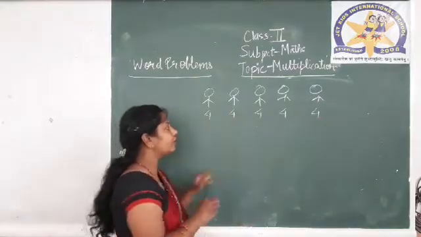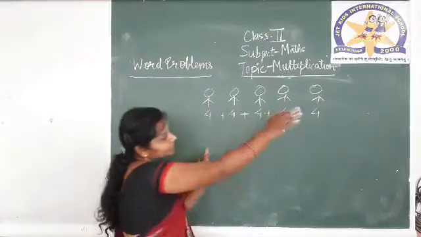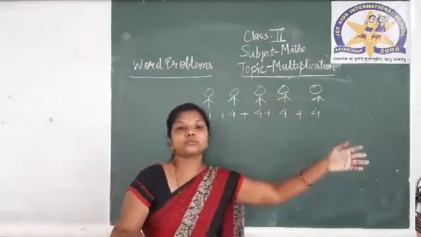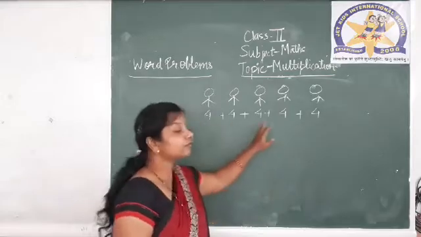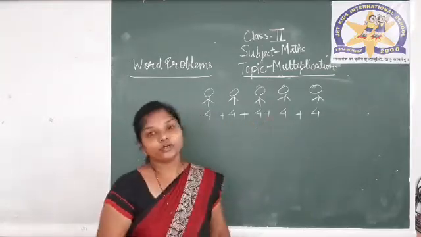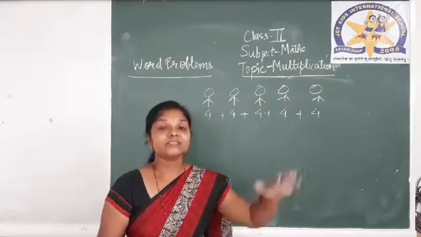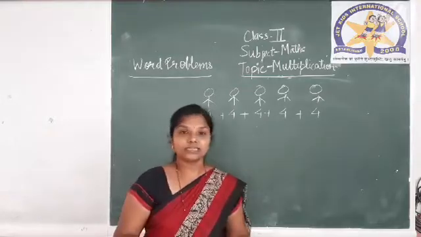That means how to find out? You can add. If "all" is there, add. 4 plus 4 plus 4 plus 4 plus 4 plus 4 plus 4 till 42. Means you have to add 4 forty-two times. It is a very lengthy process. And sometimes you may get the wrong answer.